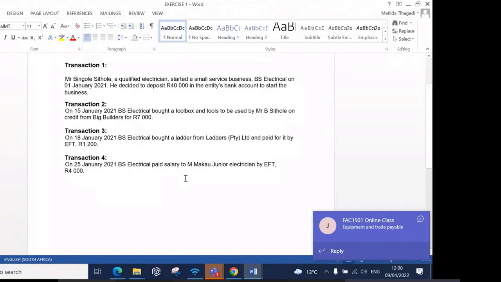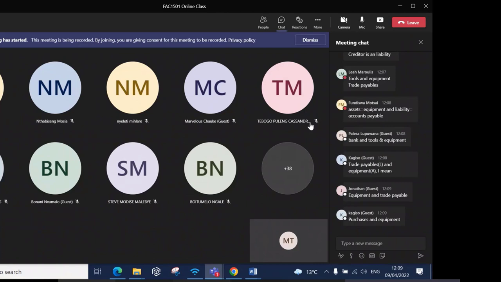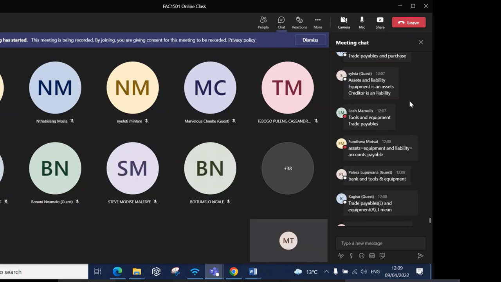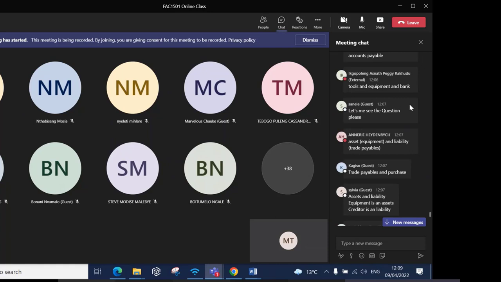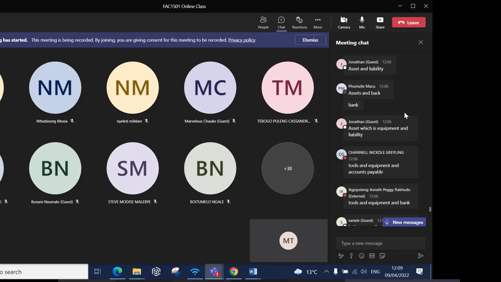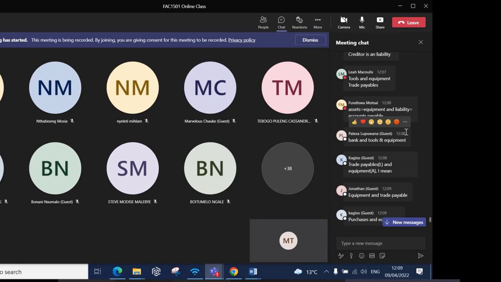So I see equipment and trade payable. The comments I see: tools and equipment, asset and liability. Equipment is an asset, creditors is the liability, Sylvia. Which is equipment and liability, tools. So guys, do we all agree that the two accounts are what?